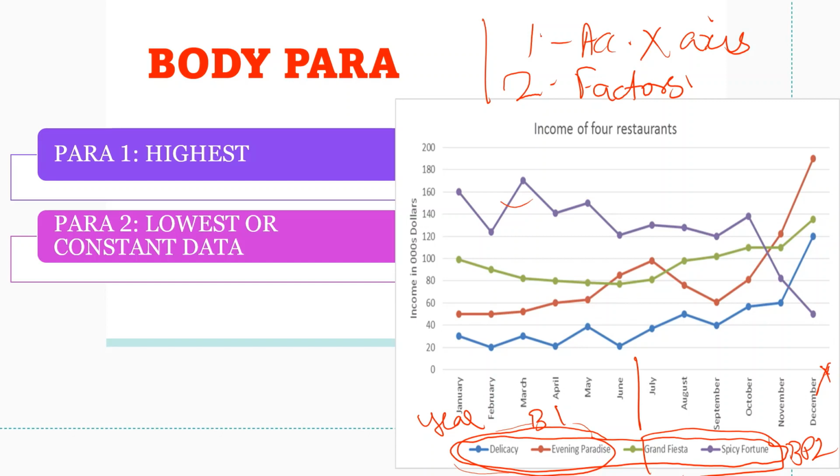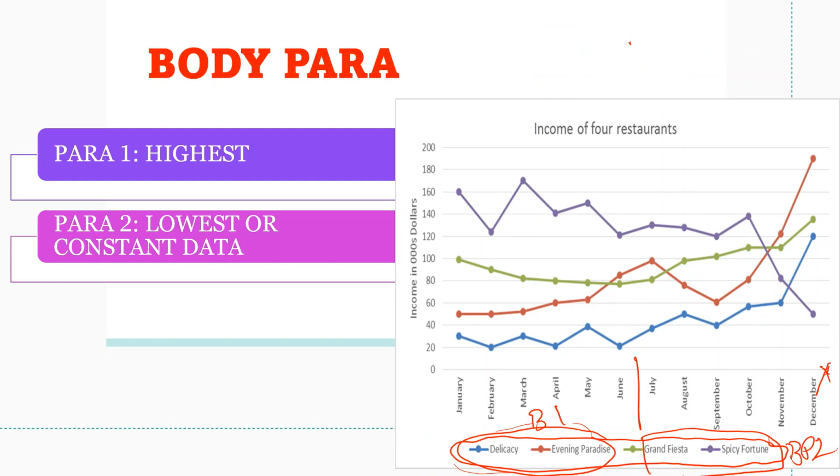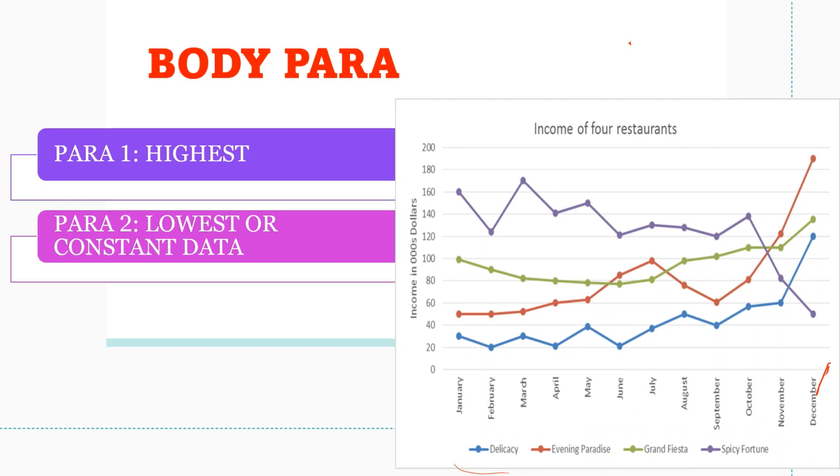Whichever you take, do not write each and everything in detail. You have to just write the main things that are needed. So how can we do that? Here, as you can see, we have 12 months. We are not going to write all the 12 months, right? Always start your body paragraph 1 with the highest one, and in body paragraph 2 write the lowest ones. It becomes very easy to distinguish highest and lowest.